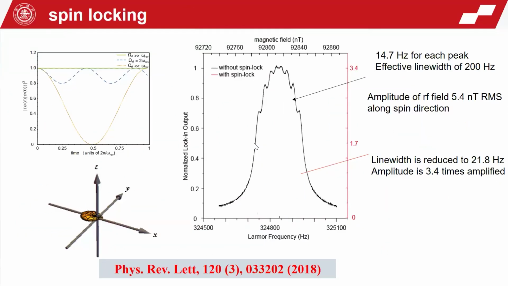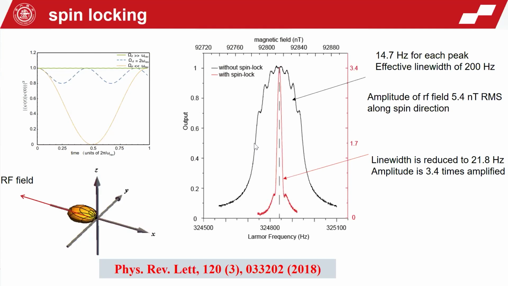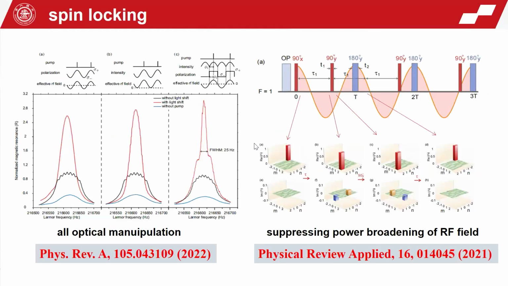We also had some experiments on spin locking. In 2018, we tried spin locking and locked the state to a coherent spin state with a continuous RF field. And we also did some work on optical manipulation and switched the continuous RF field to a pulsed field using a dynamic decoupling scheme. This will also suppress the power broadening of the RF field.